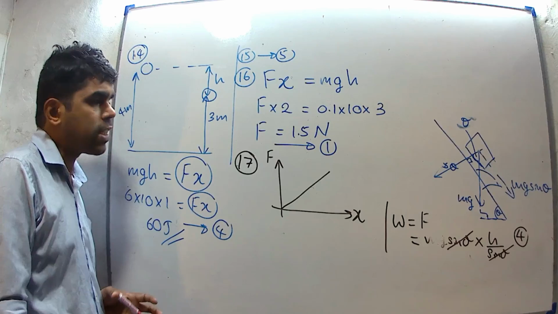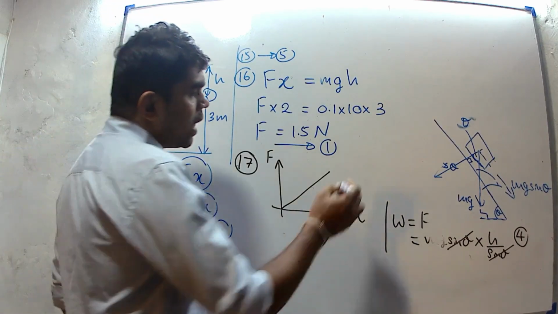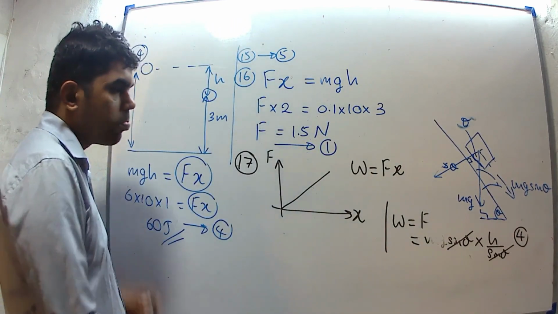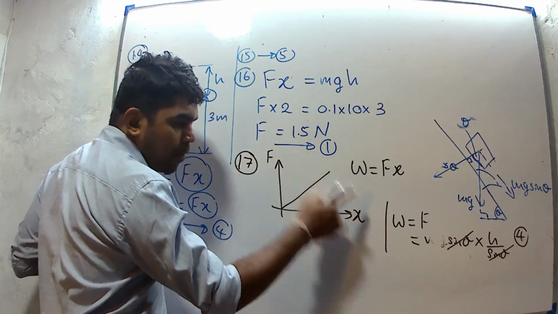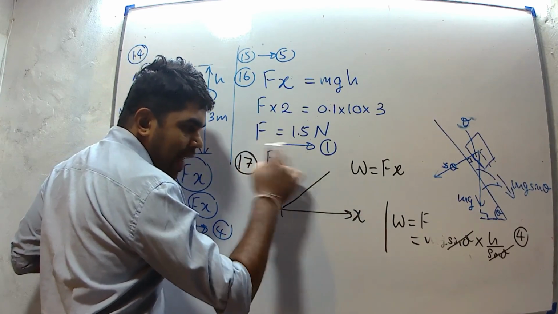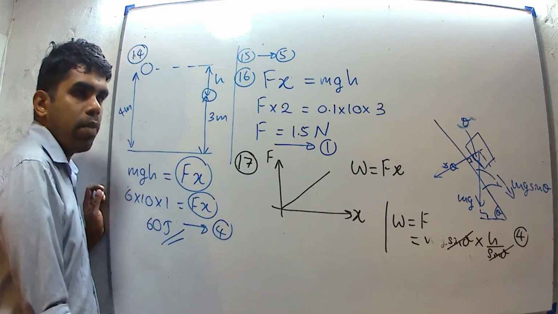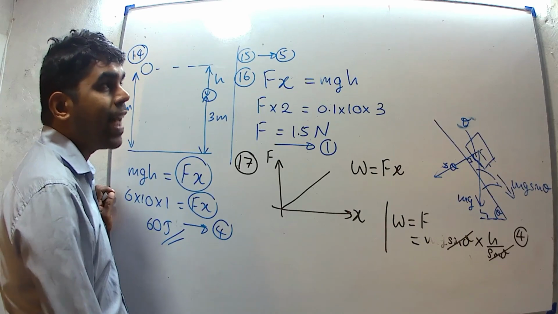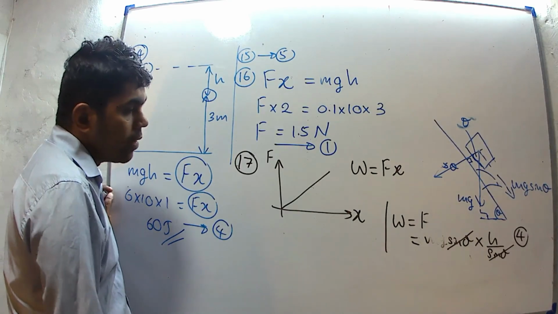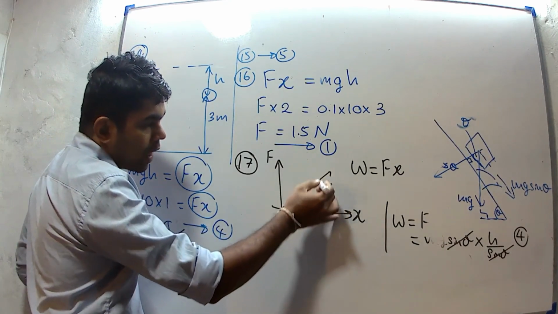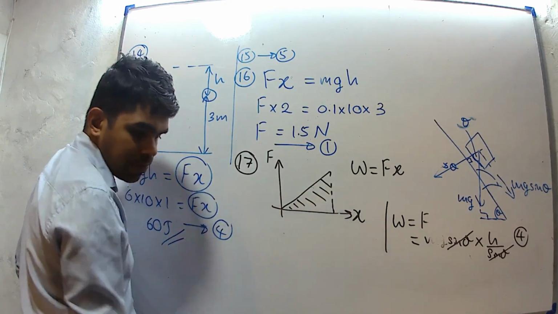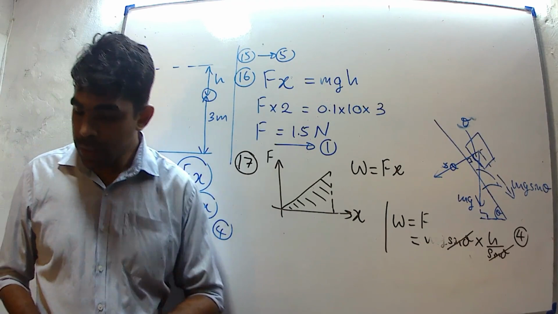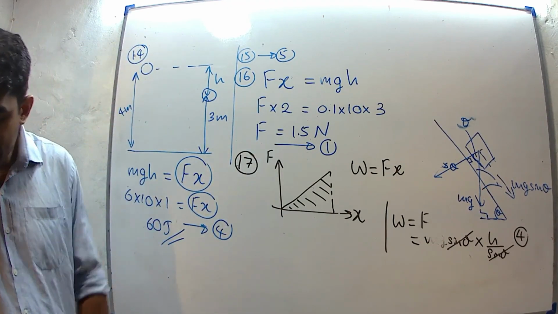When considering the Fx graph, we know that work done is force into distance. It means we have to get the product between the physical quantities on the y-axis and x-axis. We have to remember that the product of y-axis and x-axis is given by the corresponding area of the graph. By using the same method, we can use the area of the given graph as the work done.